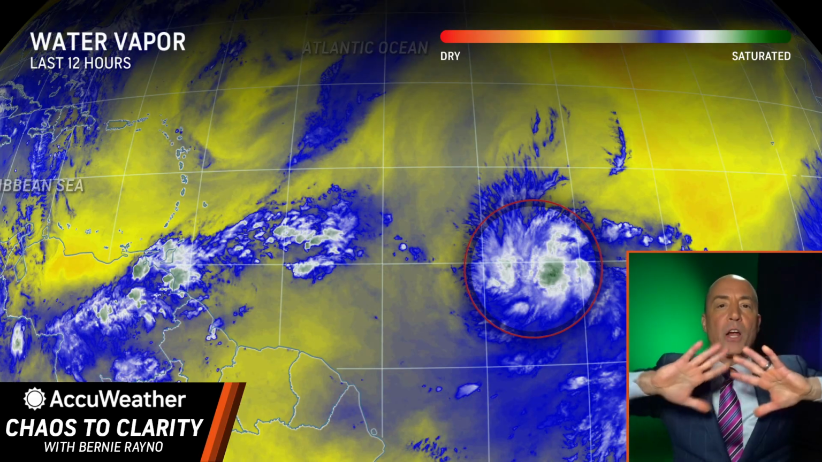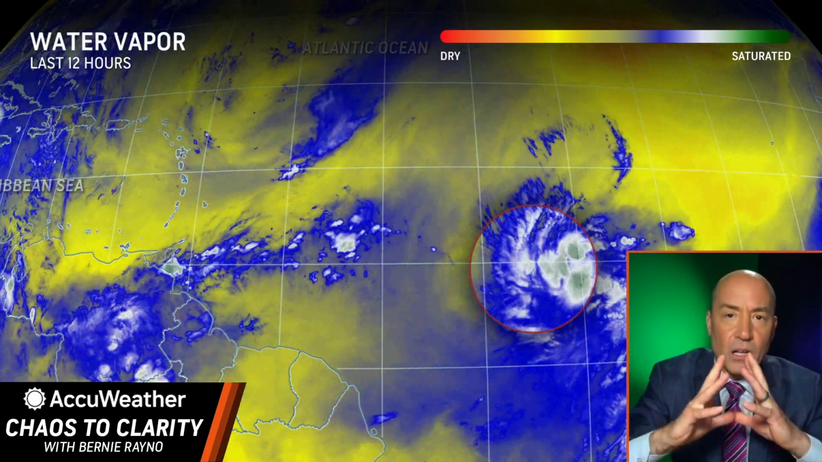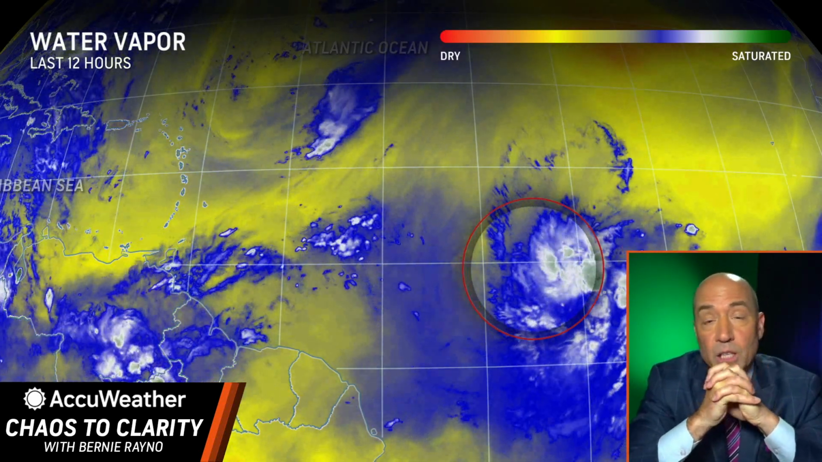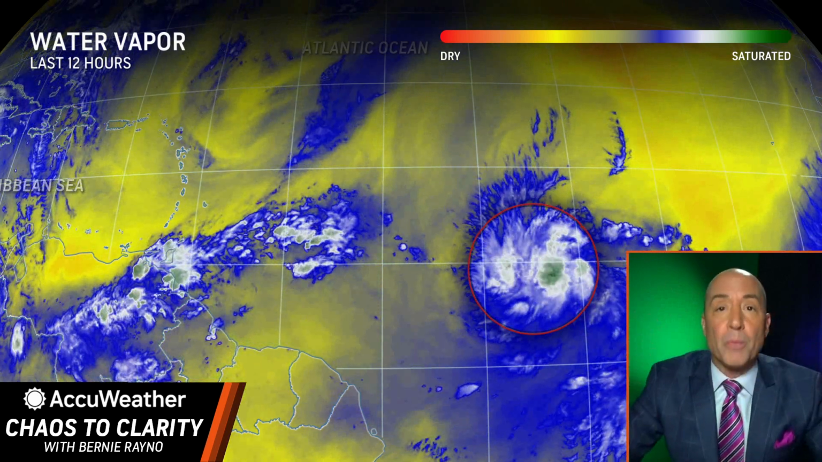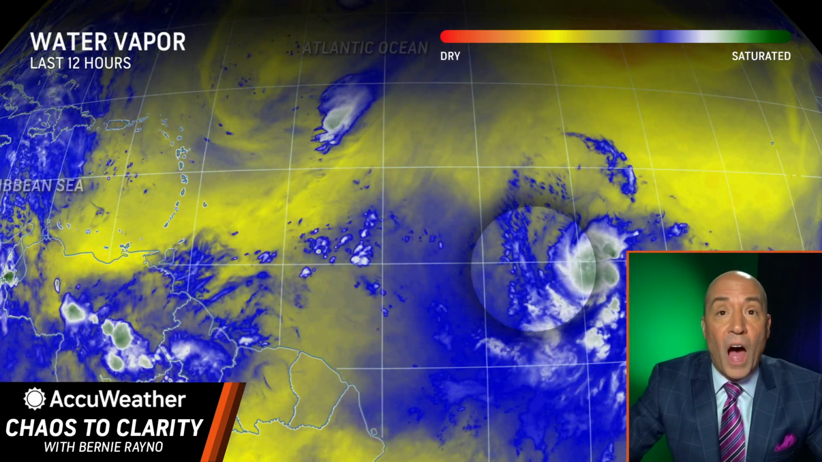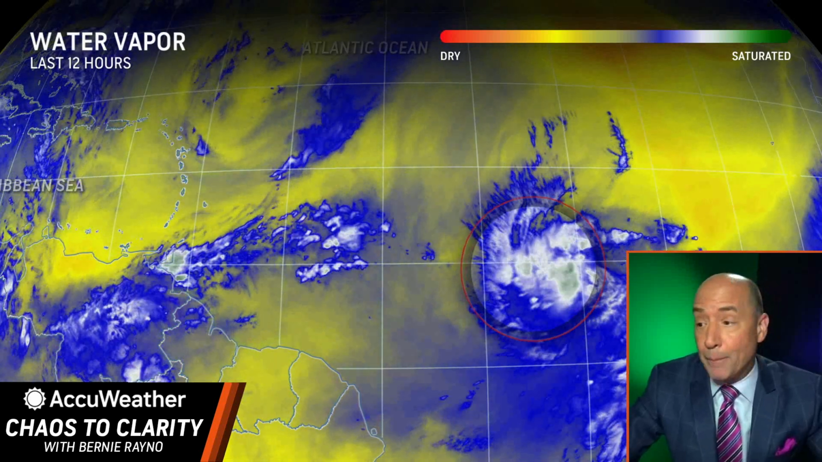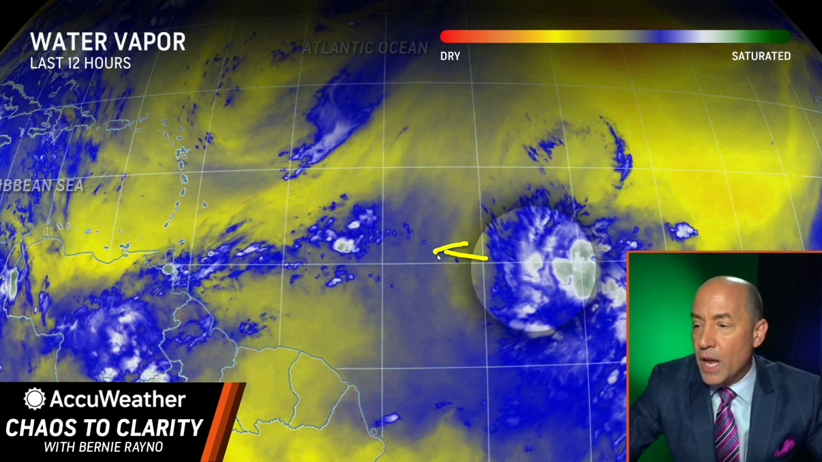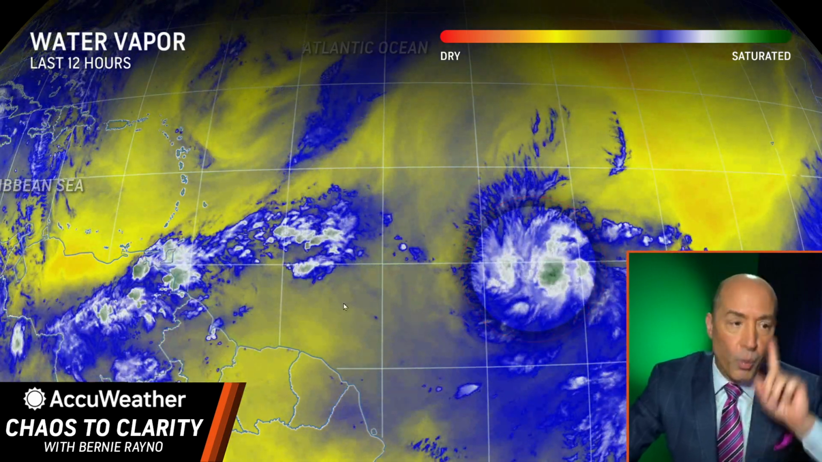When you get the dry air being pushed away, that is telling you that this tropical system, what will be a tropical storm, is creating its own environment for which it can survive and thrive. And that's what's happening. Note, there's dry air around it, but it's not coming into the center. It's moving away.